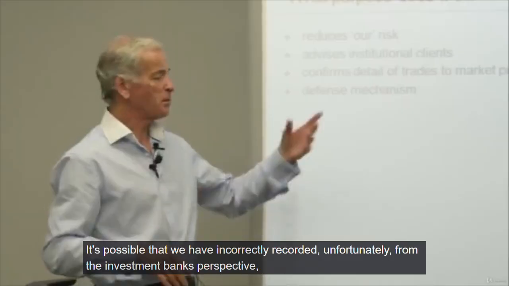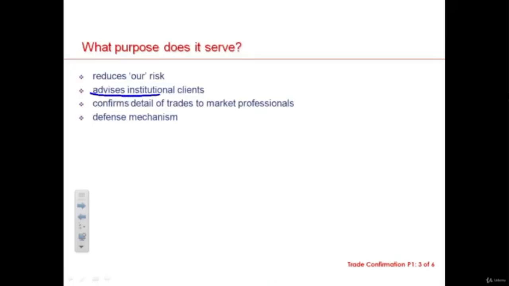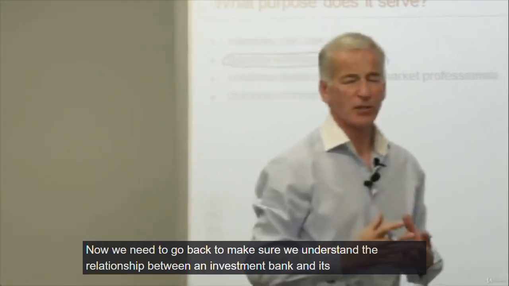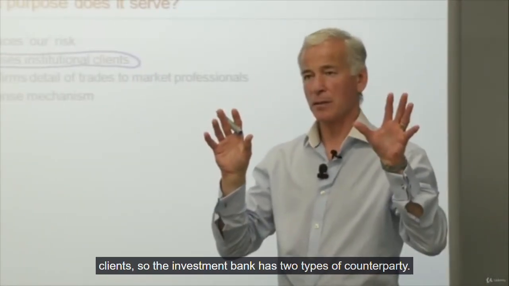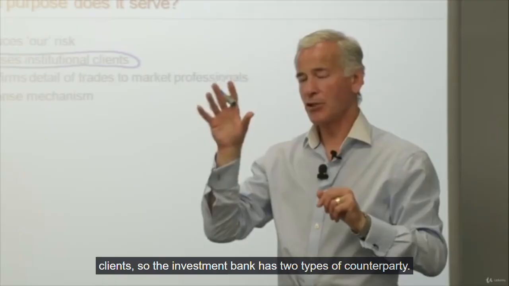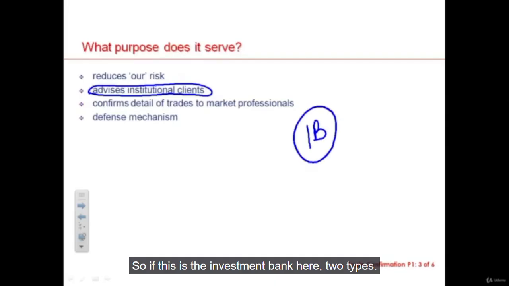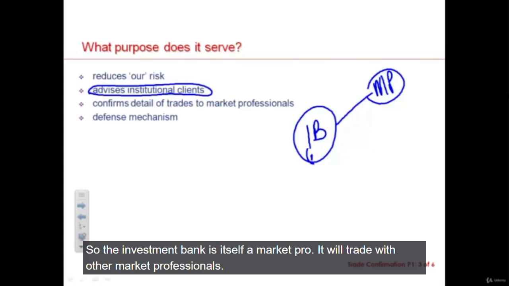From the investment bank's perspective, it advises clients. Now, we need to go back to make sure we understand the relationship between an investment bank and its clients. So the investment bank has two types of counterparty. So if this is the investment bank here, two types. One of them is other market professionals, right? So the investment bank is itself a market professional. It will trade with other market professionals.